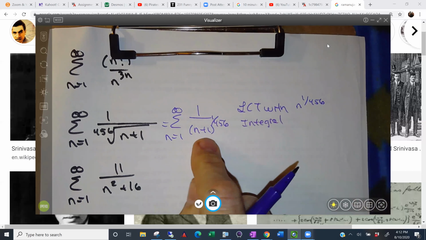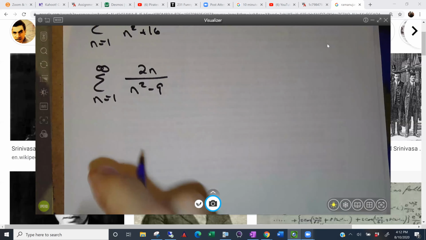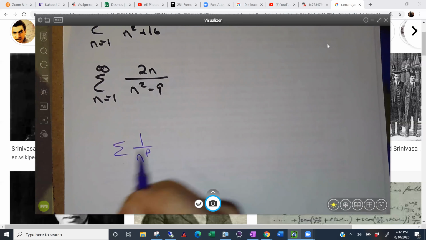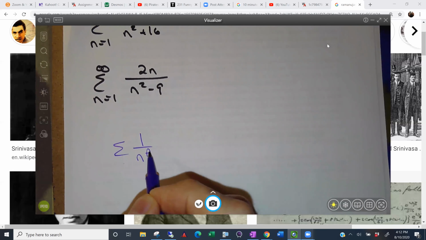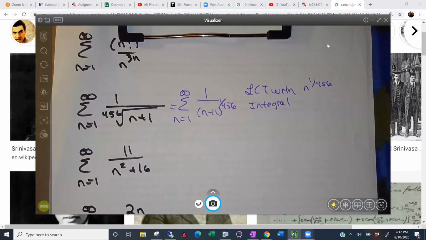Trying to think what else. Well, those two are the only two that are standing out at the moment. But so the answer is P series has to be pretty specific. It has to be something of the form 1 over n to the p. Now, if you have a constant in the numerator or denominator and you factor those things out, it's still of that form. You just can't have a whole lot of other stuff.